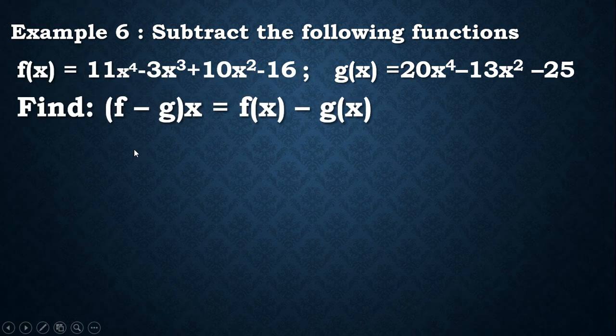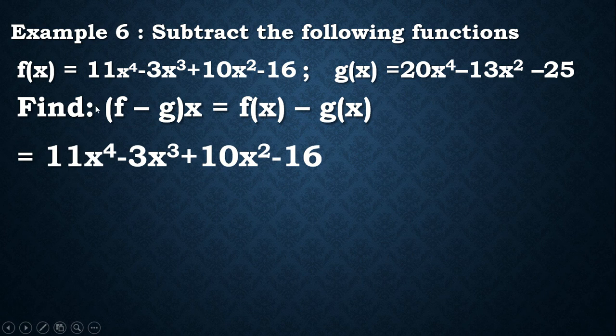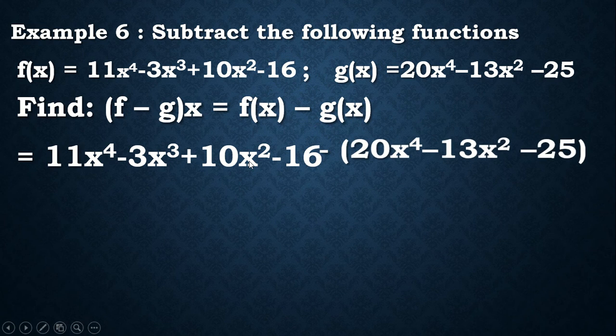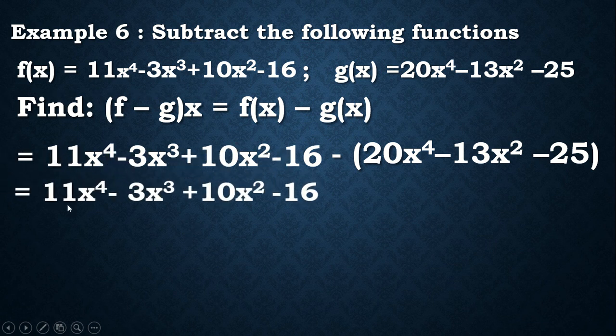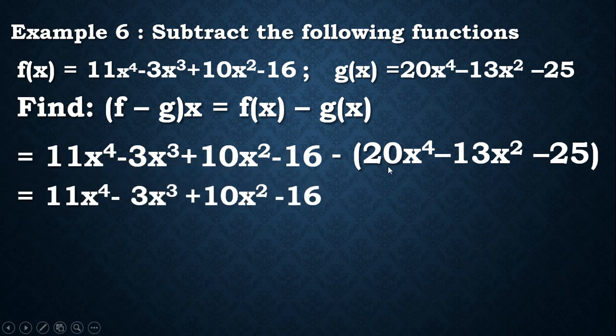We have to find f minus g of x, which is also equal to f of x minus g of x. First and foremost, we have to write the f of x, which is 11x to the fourth minus 3x cubed plus 10x squared minus 16. And then write the operation, which is subtraction. This g of x will be enclosed in parentheses for us to emphasize the operation, which is subtraction: 20x to the fourth minus 13x squared minus 25. And then we have to copy the f of x and perform the distributive property of multiplication.